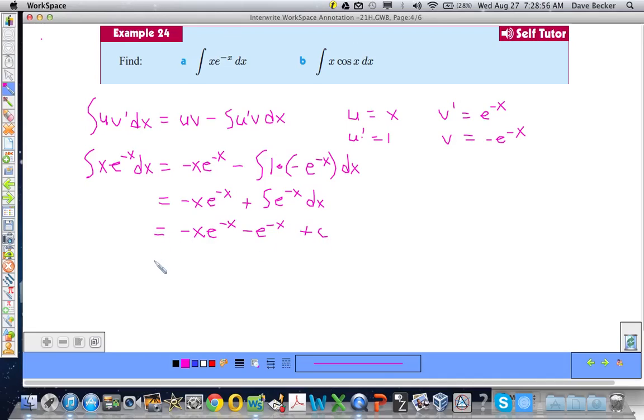That is a perfectly good answer, but a more beautiful answer would be to factor out negative e to the negative x, and then we're left with, let's see, x plus 1. Is that correct? Yes, it is, plus c. So if you wanted to check, and I'm going to leave that to you, if you take the derivative of this, guess what? You end up with x e to the negative x. Don't believe it? Try me.